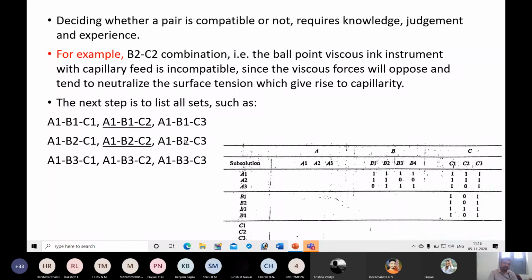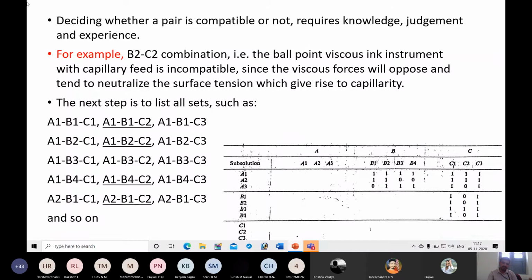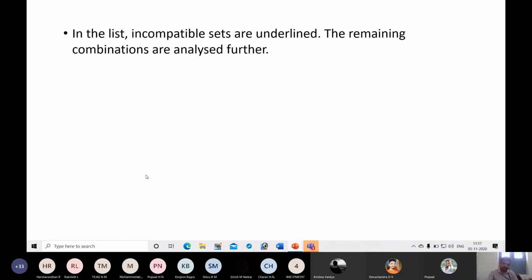So you have to list the possible combinations. That means you get 36 possible combinations for this morphological table. You have to continue listing in this similar manner. Out of 36, you also have to identify how many are incompatible and represent them by underlining. This is how AIDA, the analysis of interconnected decision areas, is done. In the list, incompatible sets are underlined. The remaining combinations are analyzed further.